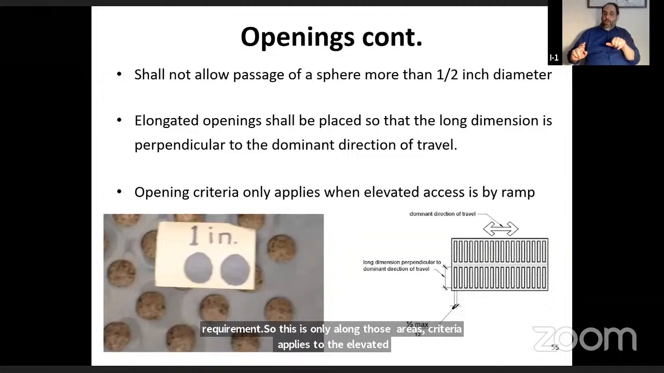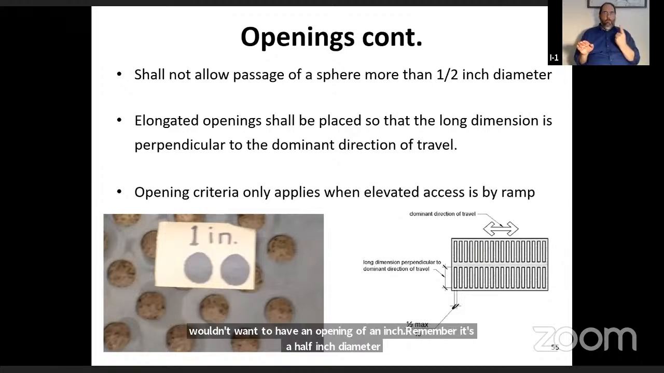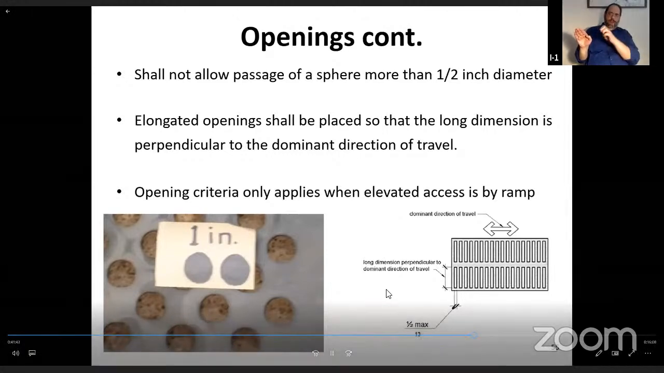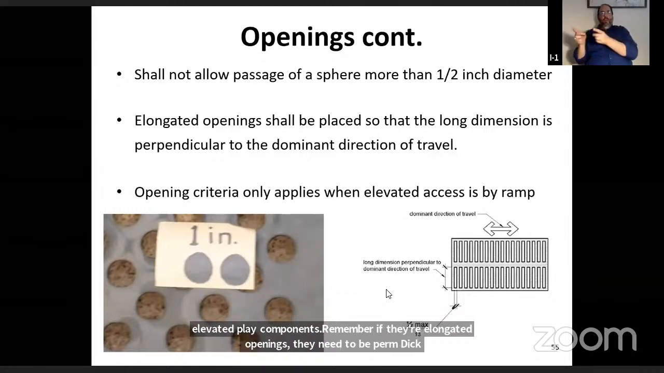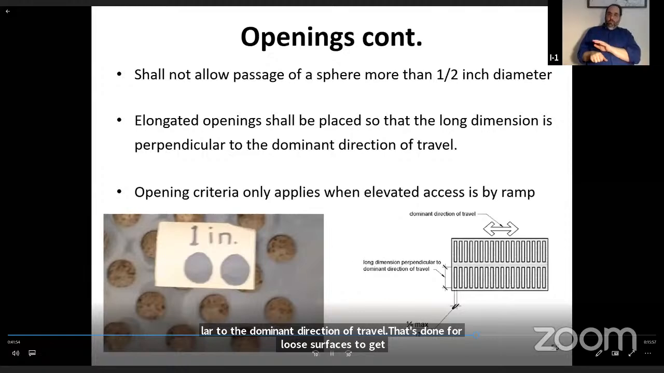you wouldn't want to have an opening of 1 inch. Okay, remember it's a 1/2 inch diameter only. So watch what you have as an opening where you're providing ramp access to elevated play components. Remember, if they're elongated openings, they need to be perpendicular to the dominant direction of travel. And that's done for loose surfaces to get down below, or whatever they're using it for. But watch what you're using as grating if wheelchair access is provided.